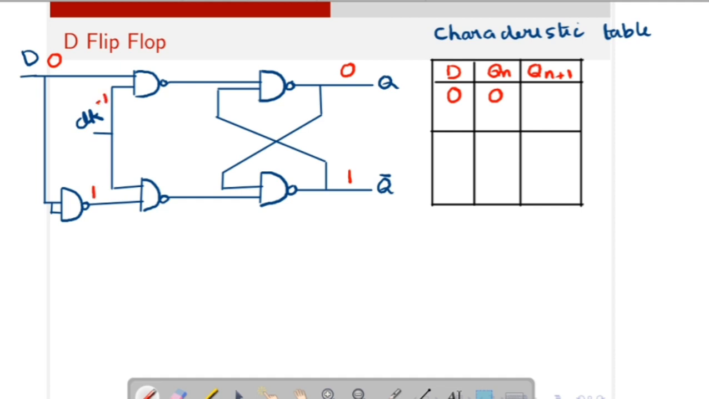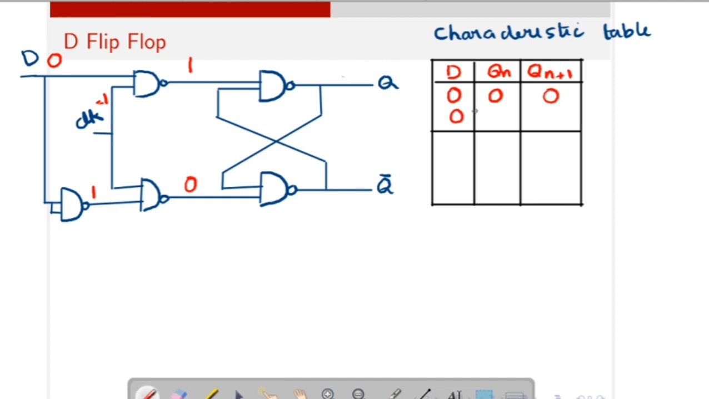Clock is always 1. So when one of the inputs of the NAND gate is equal to 0, the output is 1. For this NAND gate both inputs are 1, so here the output is 0. For this NAND gate one of the inputs is 0, so the output is equal to 1, and for this NAND gate both the inputs are 1, since this one is fed back to here, so the output is equal to 0. That means when D is equal to 0 and present state is 0, the next state is also 0.